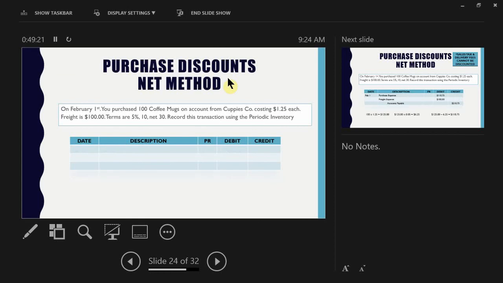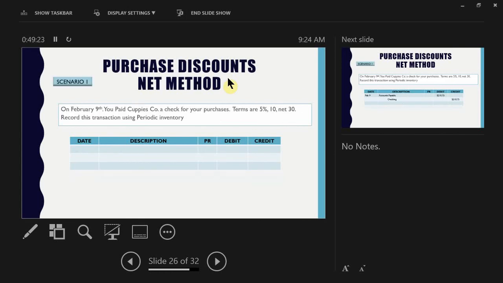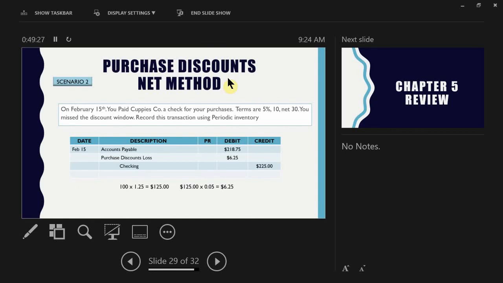Now, if we miss that discount period, then we're going to create a purchase discount loss. So this is a contra account. Because the purchase discount is originally a credit, a contra is going to flip one more time, and now this is going to be on the debit side.